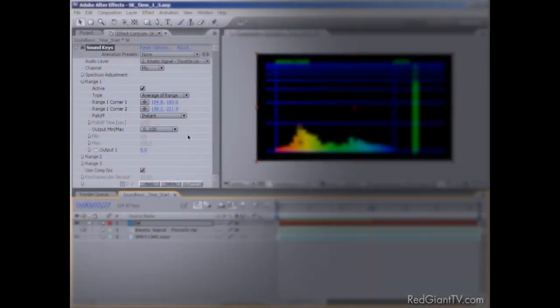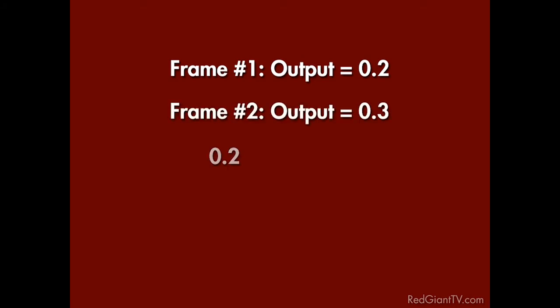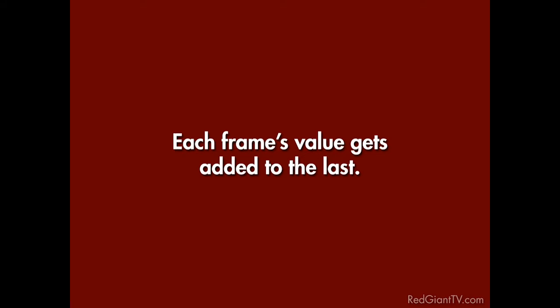Furthermore, by setting our falloff property to none, we told SoundKeys to keep adding the generated values one on top of the next. Meaning, for example, that if at frame 1 the value of the audio is translated as 0.2 and at frame 2 it's 0.3, the overall value will become 0.5. And if at frame 3 the audio is translated as 0.1, the overall value of 0.5 gets added to 0.1, which is 0.6, and so on and so on. Each frame's value is added to the last.